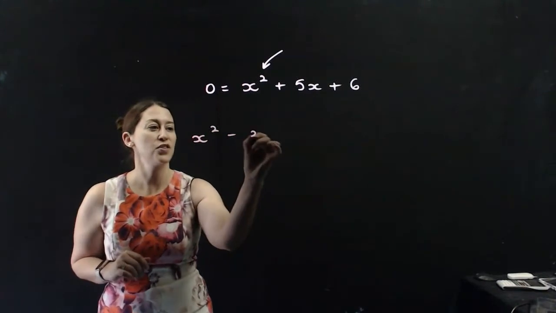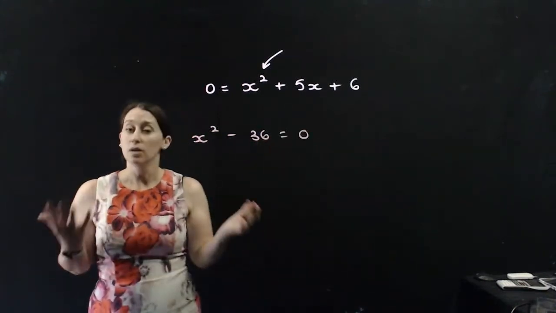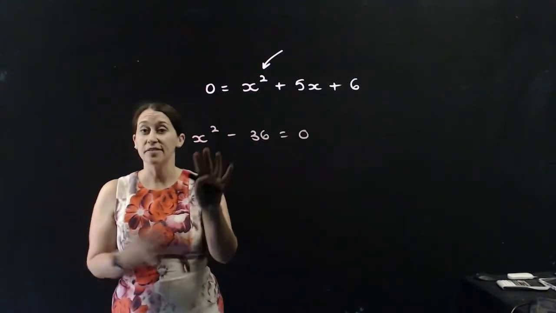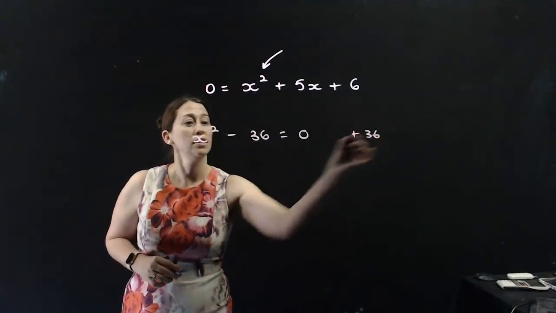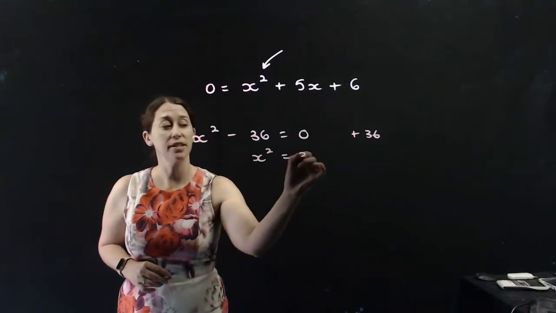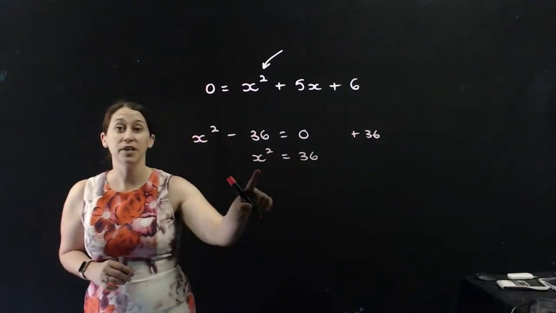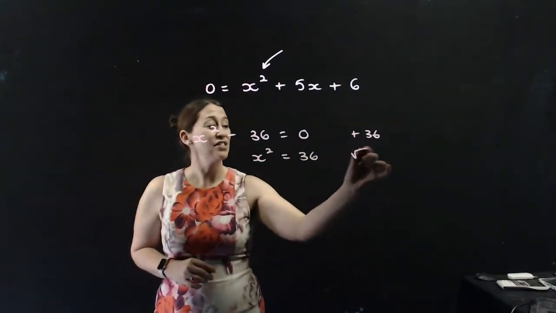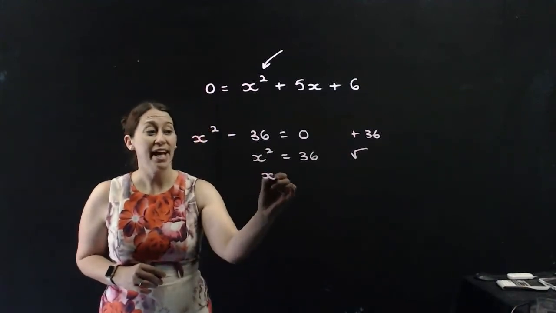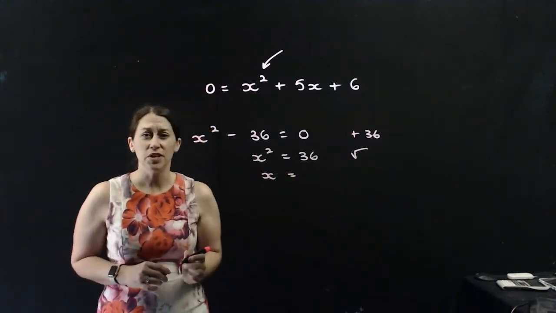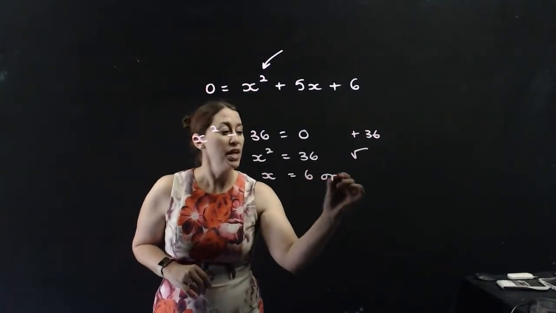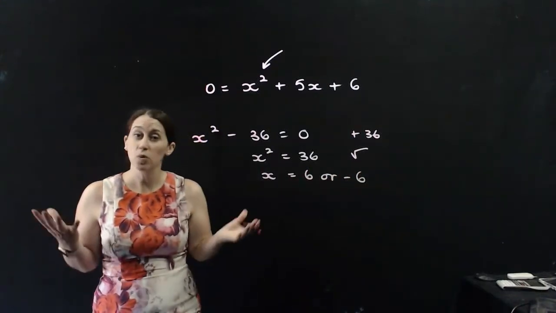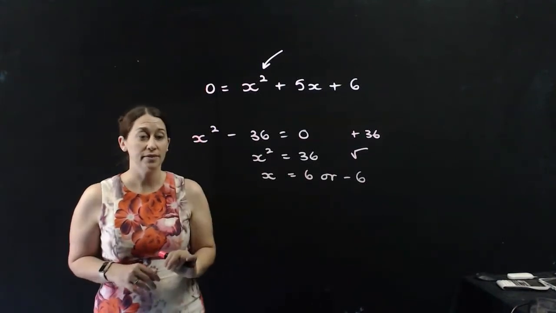x squared minus 36 equals 0. Okay, so I've got to isolate the x. That's what we're trying to find. So I'm going to add 36 to both sides, and I get x squared equals 36. Remember, I want to find x on its own. I need to square root both sides, leaving x on the left. Square root of 36 is 6, but not just 6. It could be minus 6 as well. Remember, when we square root something, two answers.